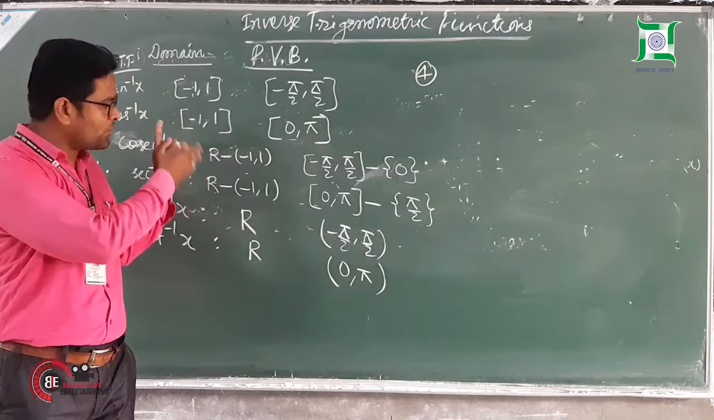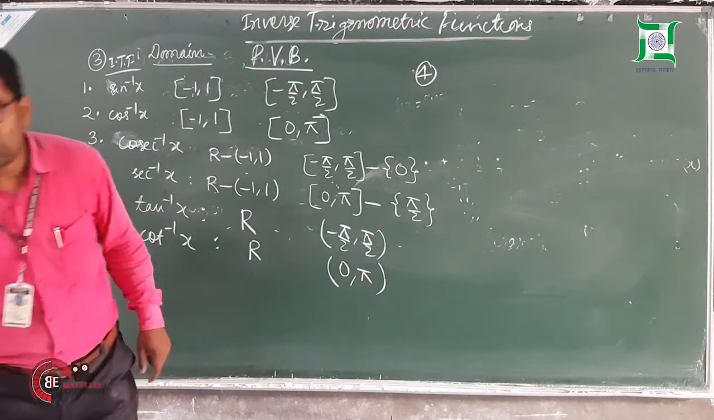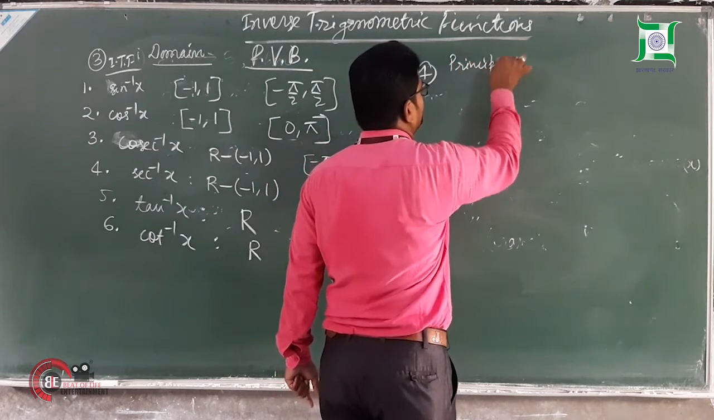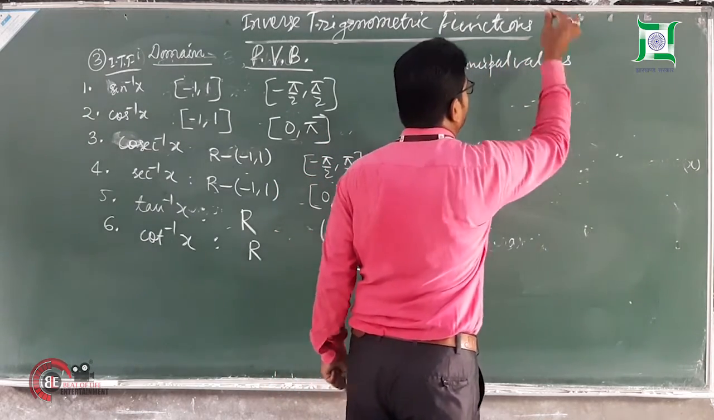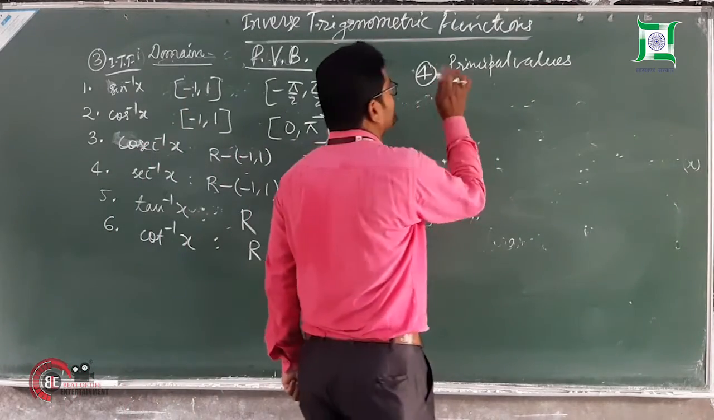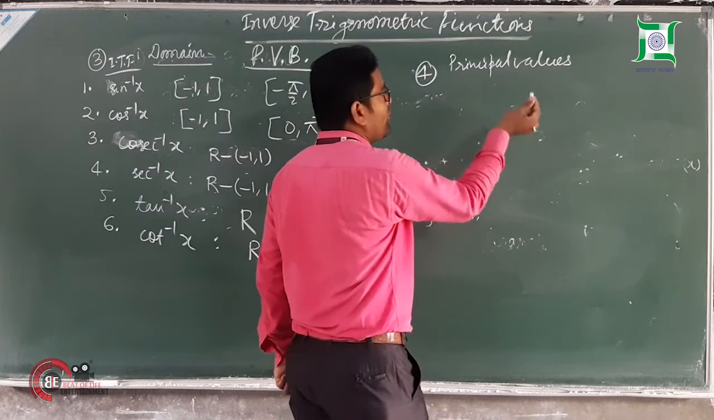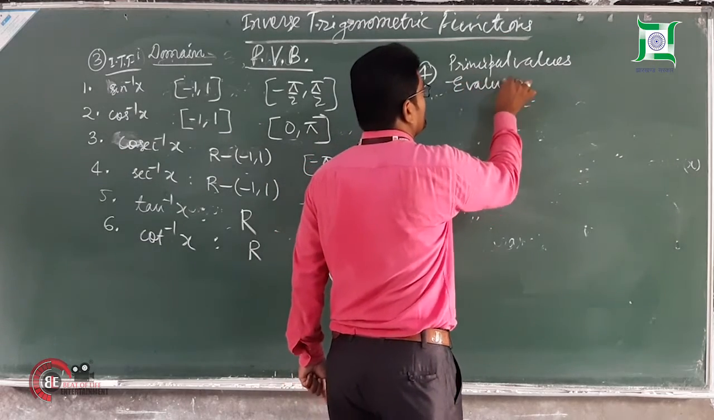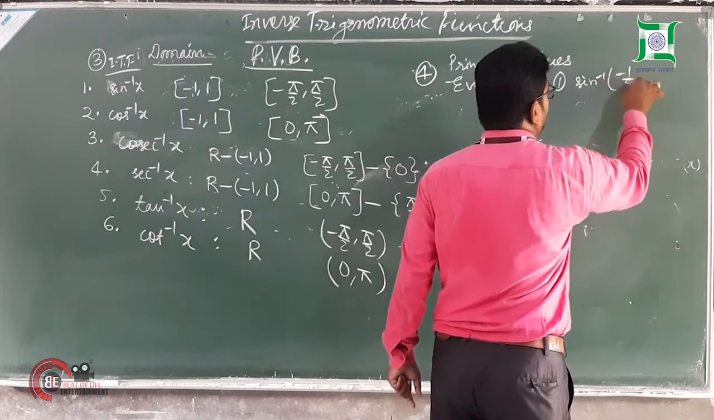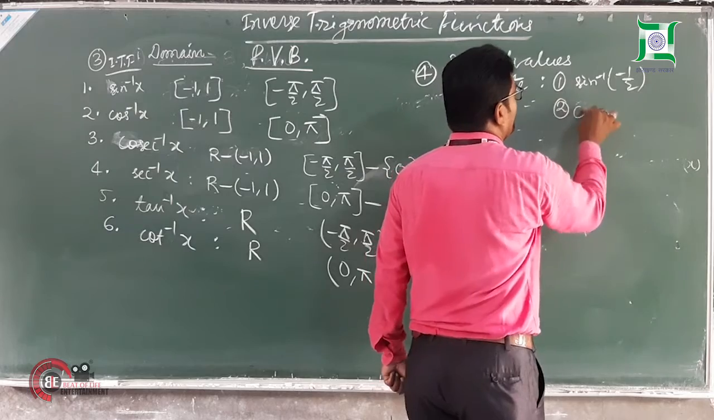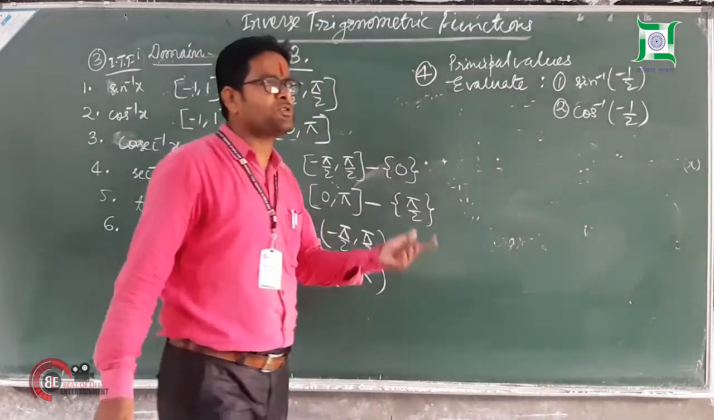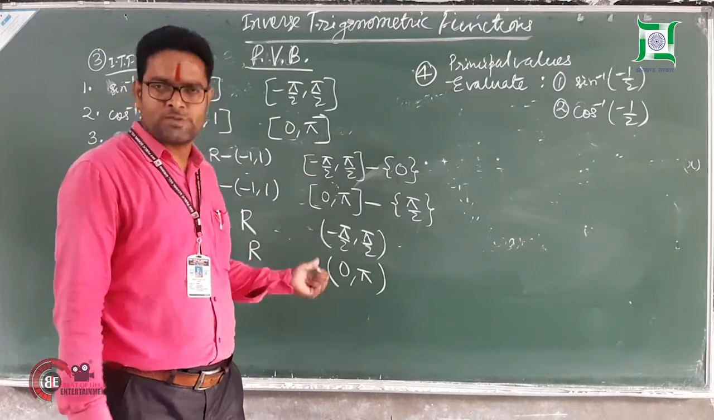I will make you understand how to compare also. Now see, sine inverse minus 1 by 2. First question, principal values I have kept here. How will you evaluate principal values? Now see, in finding principal values, what we have to do? For example, your question is given as: evaluate first sine inverse minus 1 by 2. Second, you have been given cos inverse minus 1 by 2. Now see, within these two I will make you understand how to solve for principal value branch.